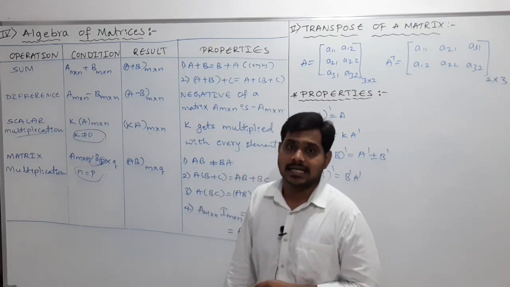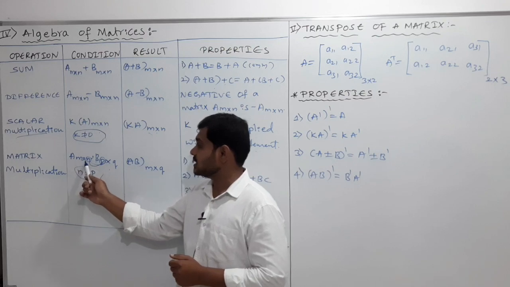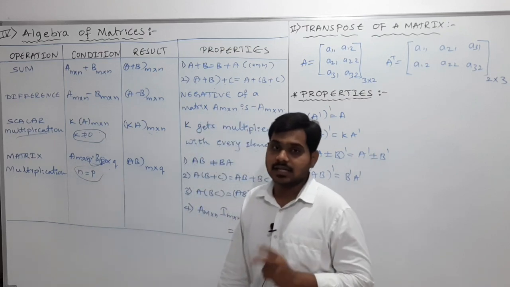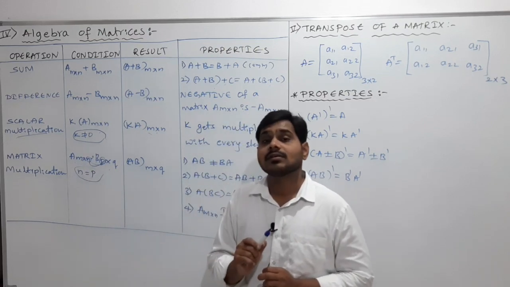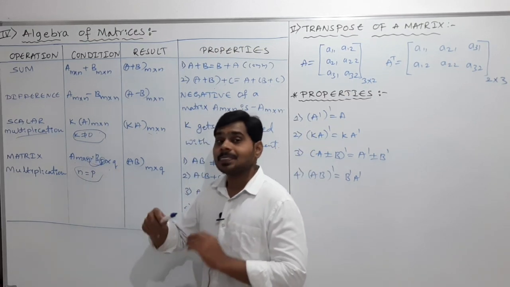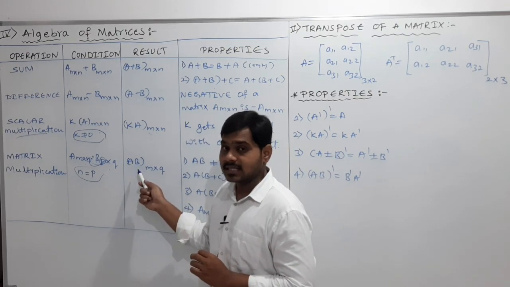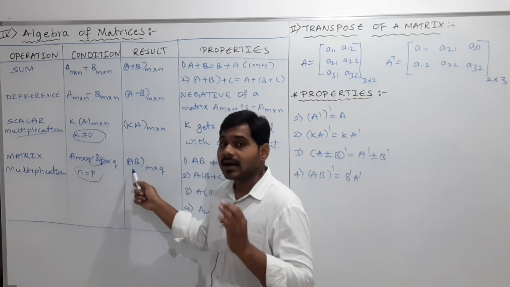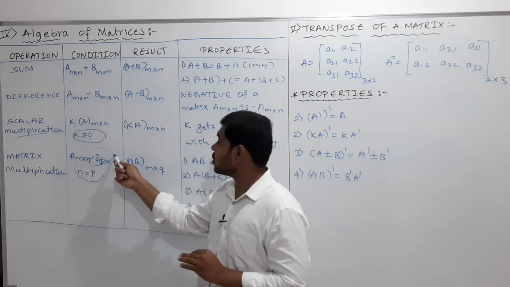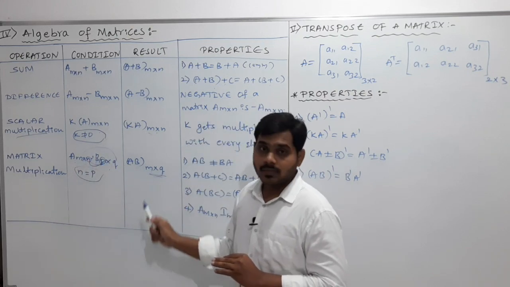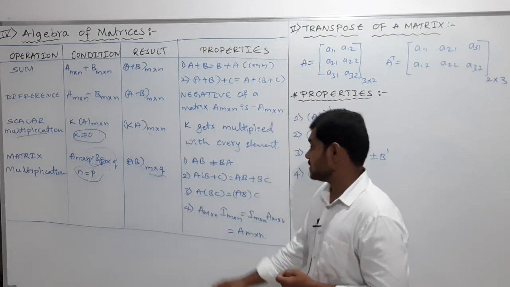Sometimes direct questions are asked in competitive exams. Clear? So you should know that the number of columns in the first matrix should be equal to the number of rows in the second matrix; then only we can multiply. After multiplying, the order of the resultant matrix AB is also very important. Whatever matrix comes after multiplying these two, its order is m cross q. Clear? So you should know this. Sometimes they ask for the direct result, which is why I wrote it here.